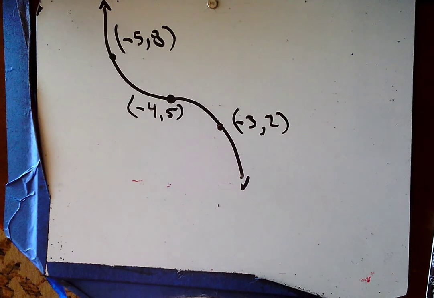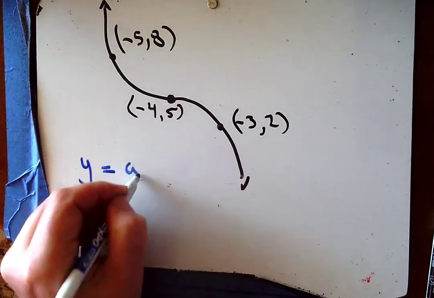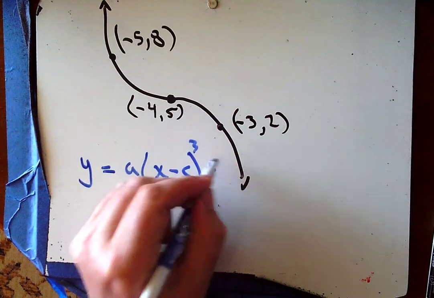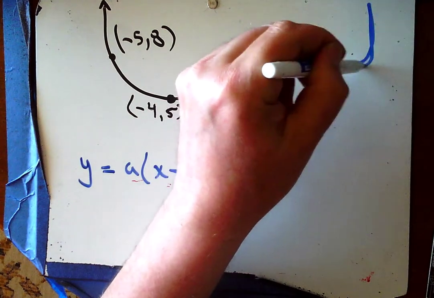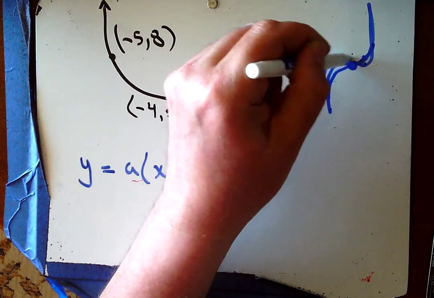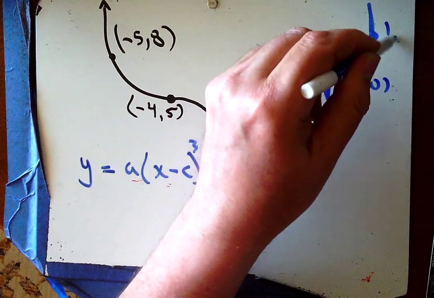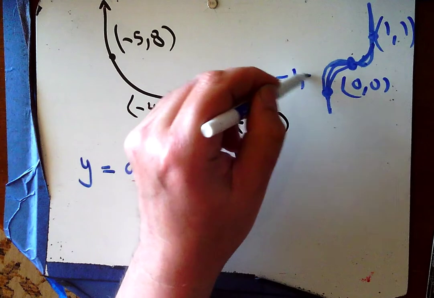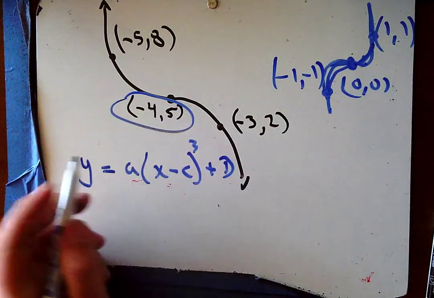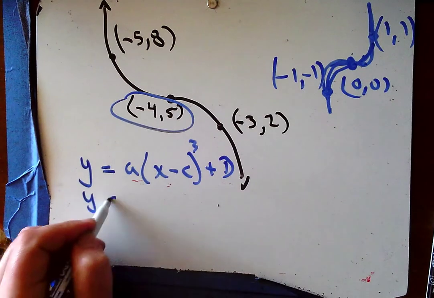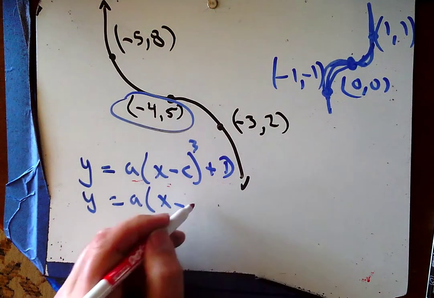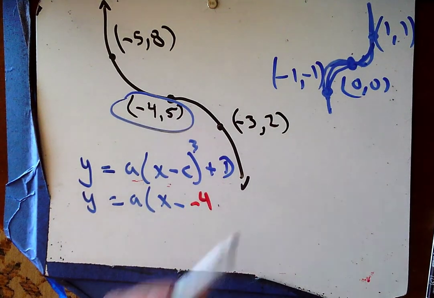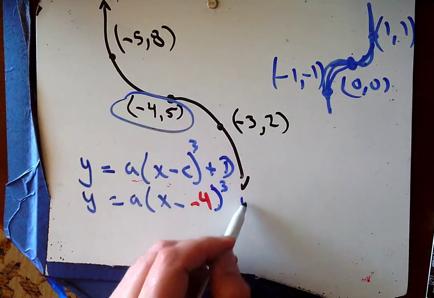Alright, welcome back. We know this is y equals a(x minus c) to the third plus d. Where's my 0 point? Well, on the x to the third graph, the 0 point is the middle point. So I'm going to look to that middle point for my c and d values. There it is. So now I'm going to have y equals a(x minus a negative 4), and then we shifted up 5.